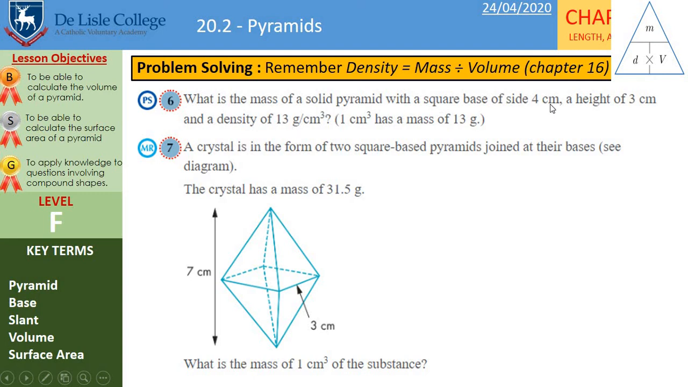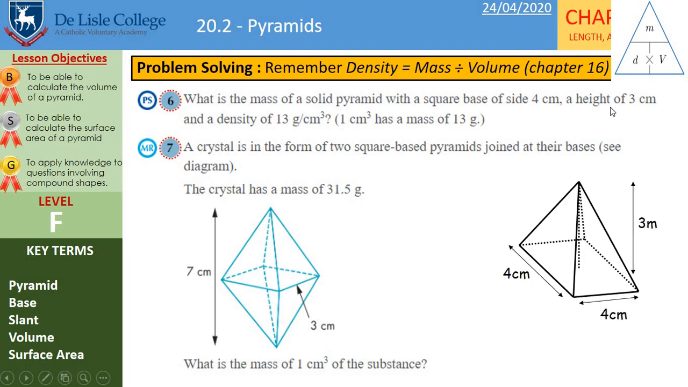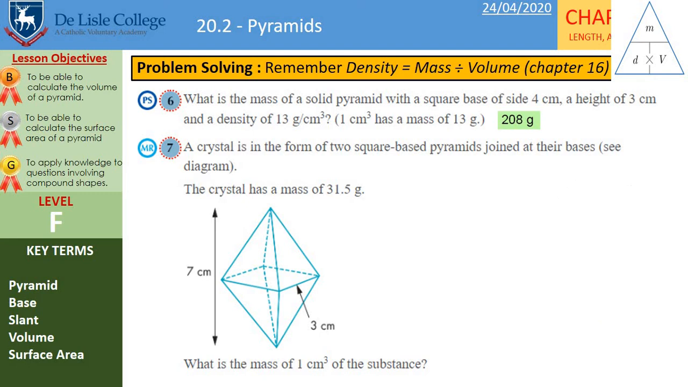So let's draw this pyramid that we're told about. It has a square base of side 4 centimetres and a height of 3. Well, there we go, let's sketch it. Now we know to find the volume, it's a third times the base area times the height, okay? And then we times by a third, and we get 16. 16 times 13, which is our density, gets us 208 grams. Please now have a go at question 7.